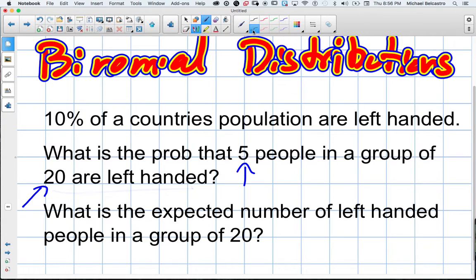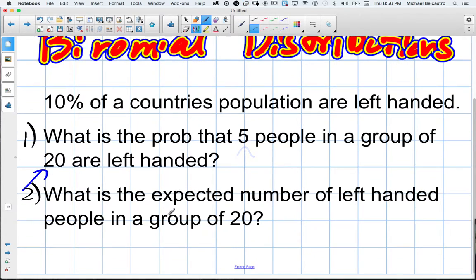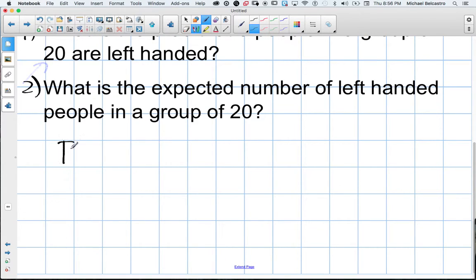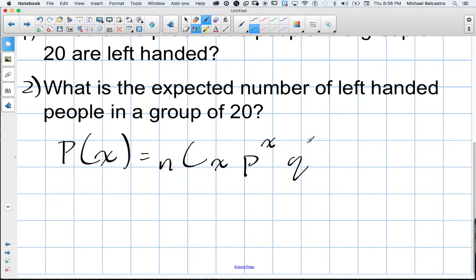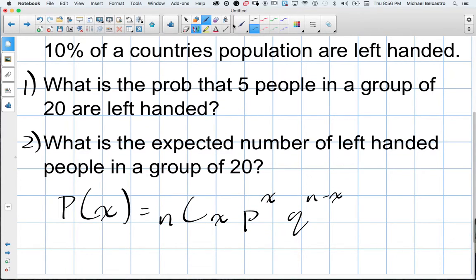So our formula, and we'll call this question 1, and we'll deal with question 2 after. Question 1 deals with our probability distribution, which again was written as the number of trials or success rates with the probability of success and the probability of essentially a failure. So how do we define this information? What's the probability that 5 people are left-handed? That's going to be our success rate, that's going to be our X value.